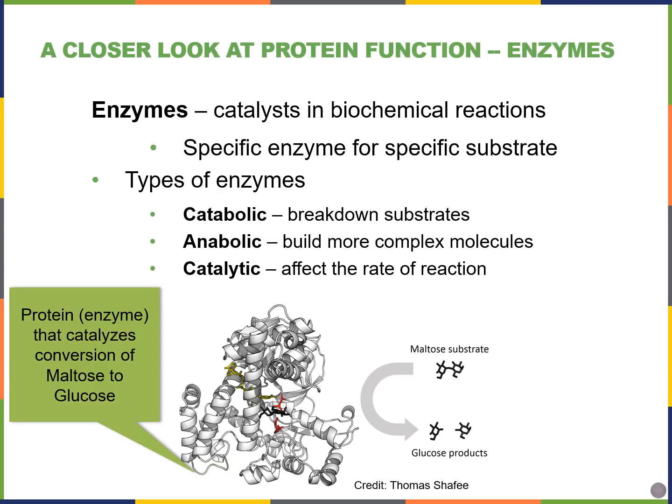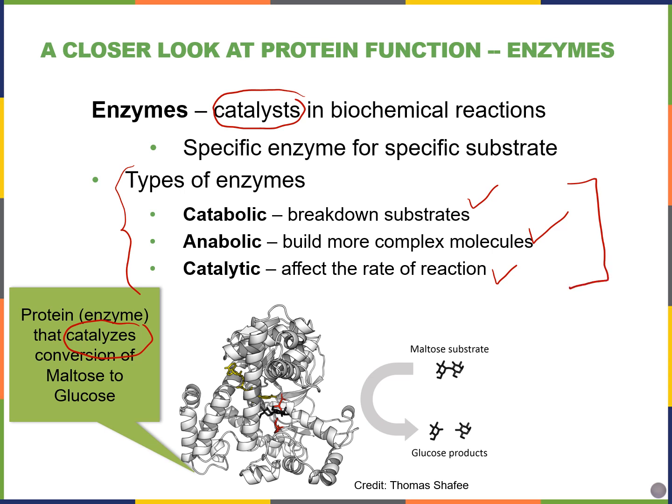As we learned earlier, enzymes are molecules that speed up or catalyze reactions. So catalyze just means speed up. Because they speed up reactions, we say that they are catalysts for these reactions. And there are many different types of enzymes. Catabolic enzymes break things down. Anabolic enzymes build molecules. They build larger molecules. And catalytic are things that speed the reaction rate. But all of these will actually speed up the reaction rate.